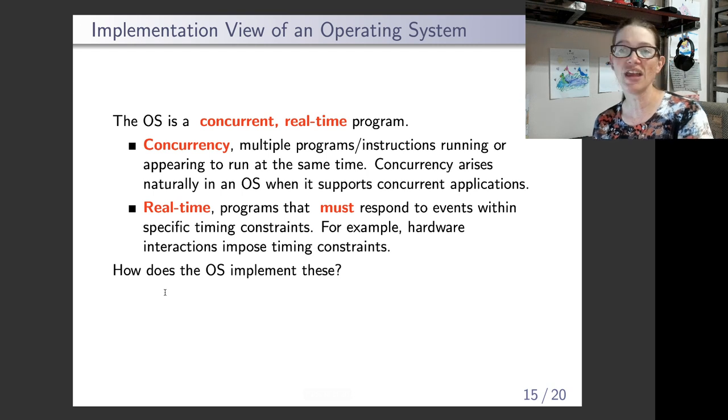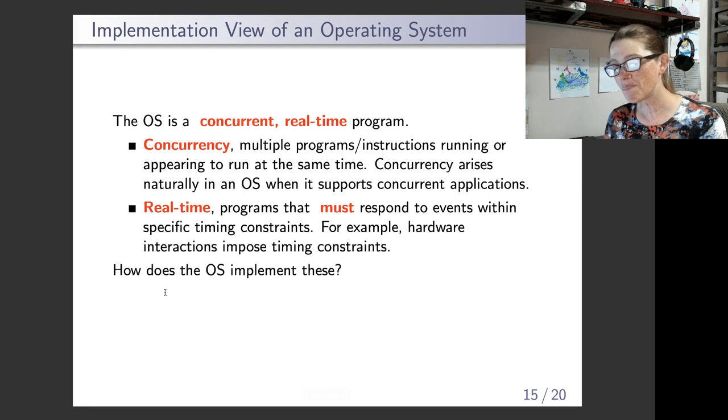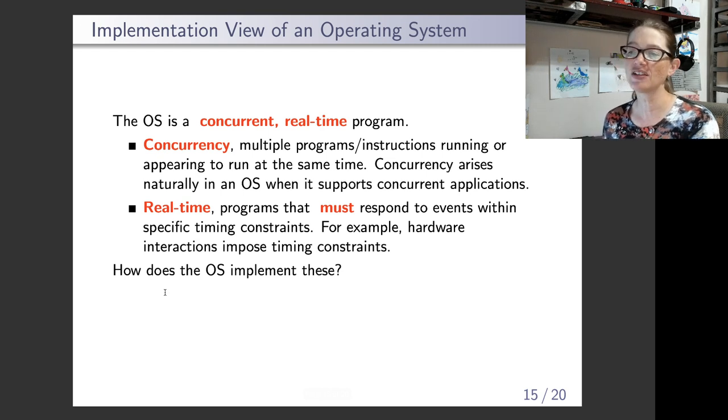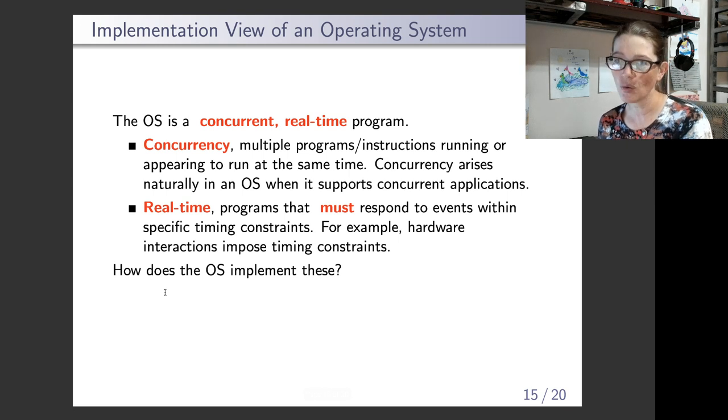Then, of course, we have the implementation view of the operating system. So how do we actually implement solutions to these problems and provide those services to the user program? There are 2 big topics in the implementation view. One of them we are not really going to be talking much about, and the other one is concurrency. So concurrency is part of the implementation view. This is how do we implement the ability to have multiple programs running at the same time.